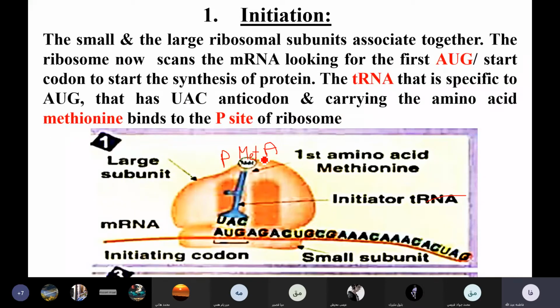Initiation starts first with the small and the large ribosomal subunits associating together. Then the ribosome scans the messenger RNA, or moves along the messenger RNA, to look for the first AUG, the start codon, so that the synthesis of protein can begin. Now the transfer RNA that is specific to AUG, with the anticodon UAC and carrying at the top the amino acid MET, binds to the P site of the ribosome. Is it clear?